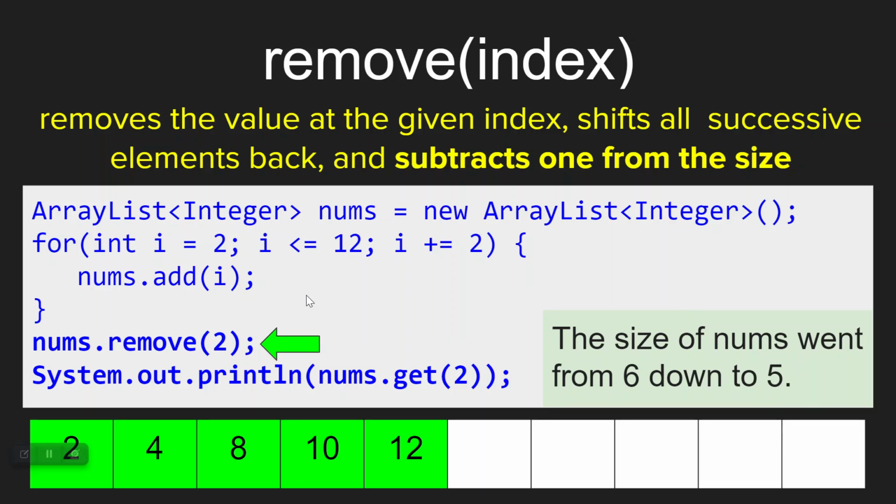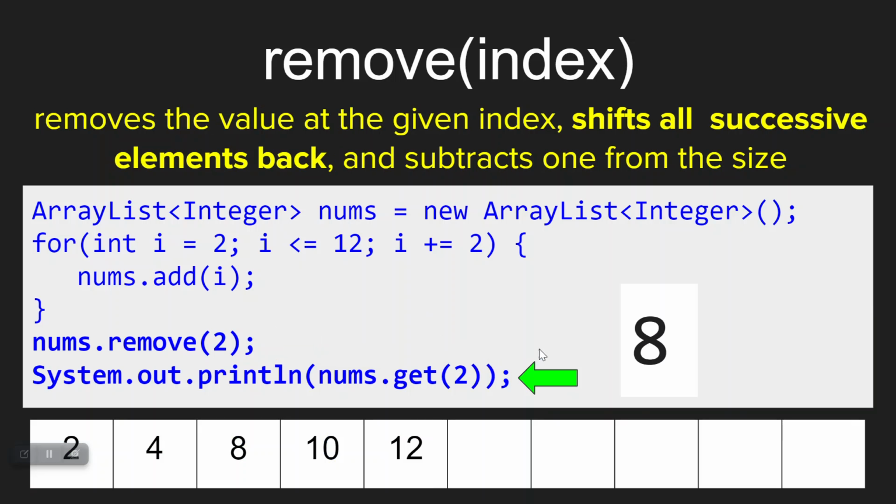And then the next thing that we have here is a print statement, and we're printing nums.get(2). It's no longer 6, obviously, it's now 8. So when we print nums.get(2), it's going to print the value of 8.